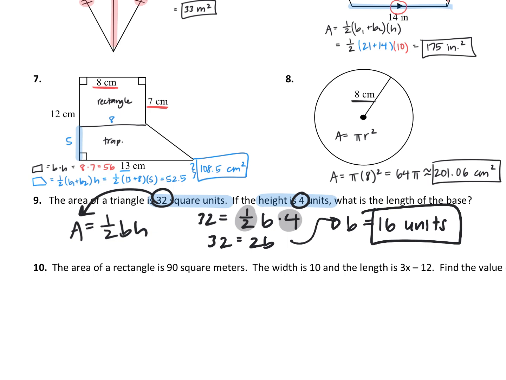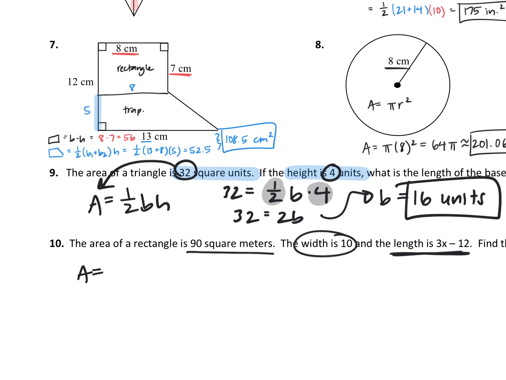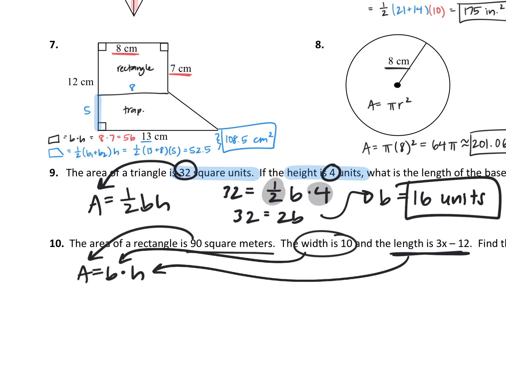And number 10. Number 10 says that the area of a rectangle is 90 square meters. The width is 10. The length is 3x minus 12. Find the value of x. So I know the area formula for a rectangle is base times height. Now I just got to plug in that stuff that I know. 90 is going to go in for my area. The width can go for my base, and the length will go in for my height. So my formula that I'm solving is 90 equals 10 times 3x minus 12.